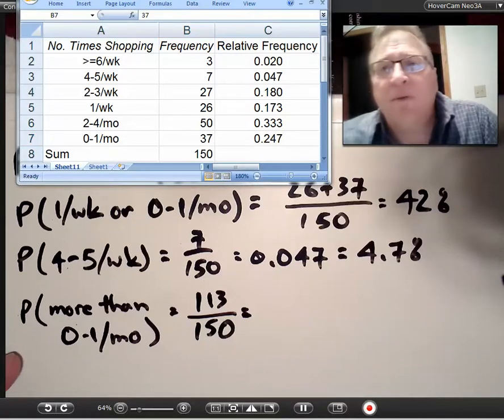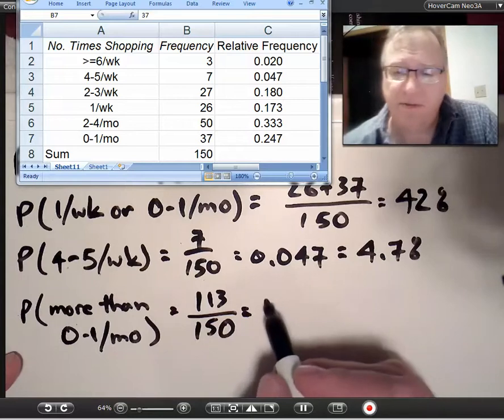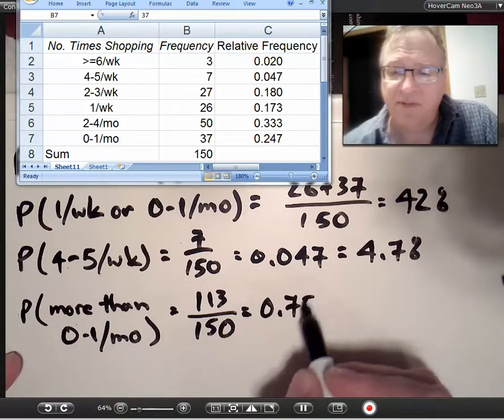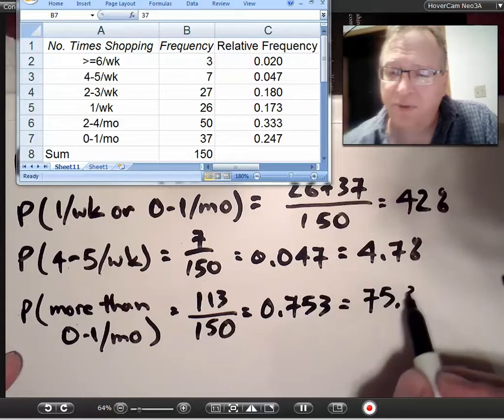113 divided by 150, our total number of possible outcomes. There's a 75% probability, 0.753 or 75.3%.